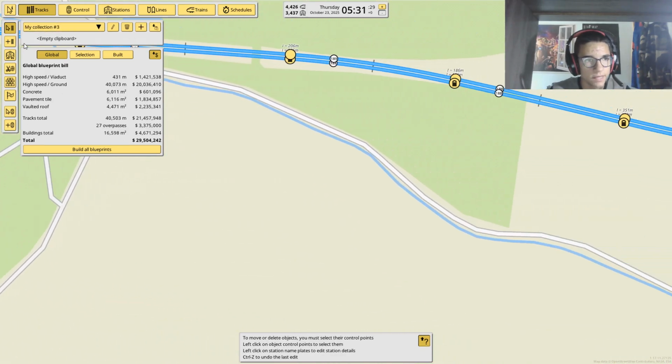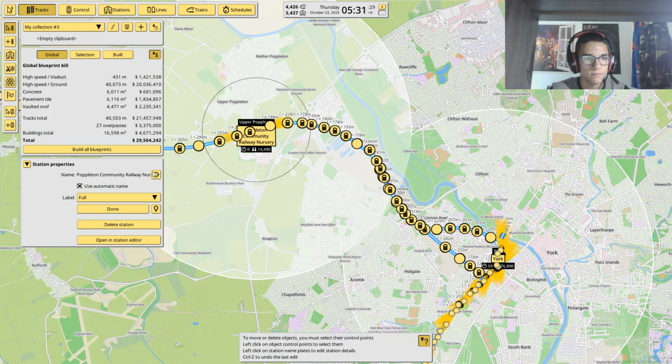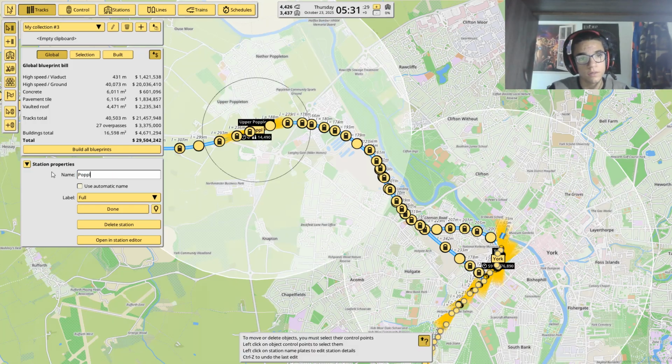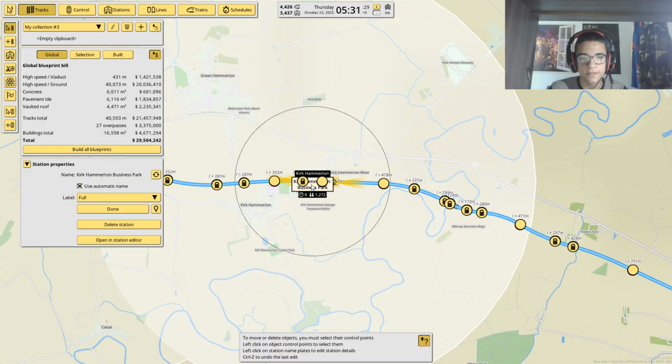Oh, I forgot to rename our stations. Crap. Alright, so I need to rename this to Poppleton. Poppleton, there we go. And then this is Hamilton. You don't need to say Kirk Hamilton, it's just Hamilton on its own.